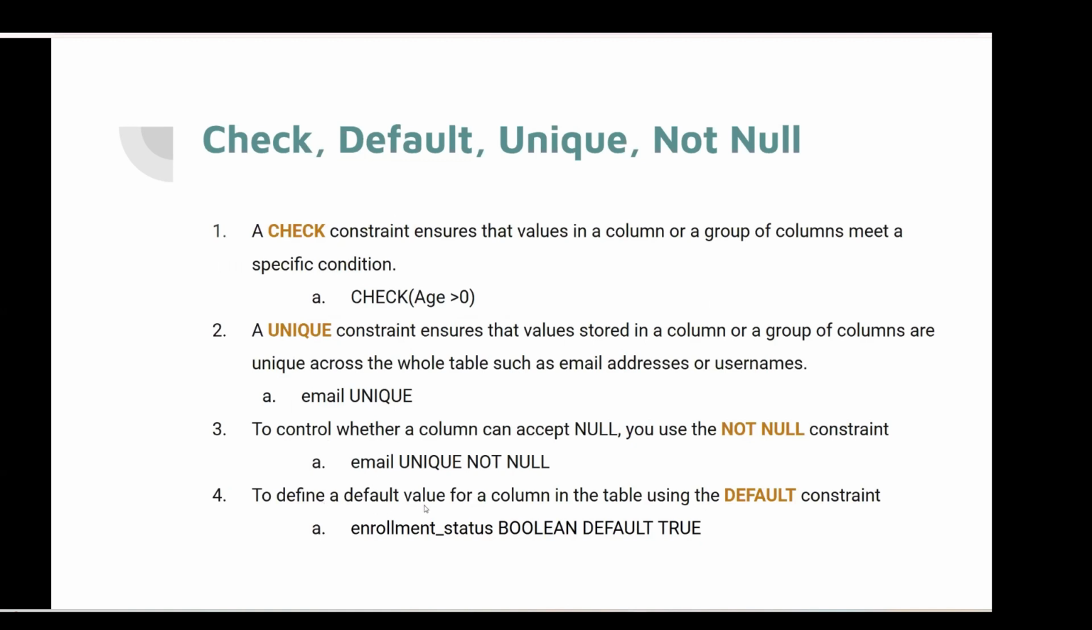And to define a default value for a column, you can use the default constraint. So enrollment status, Boolean, default is true. If I'm not giving any value for the enrollment status while inserting, it will take the value as true. So I'll just create a table here.